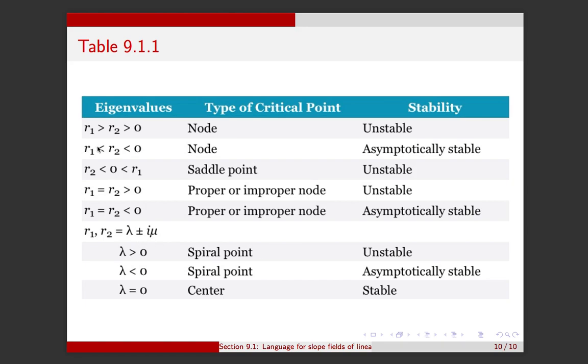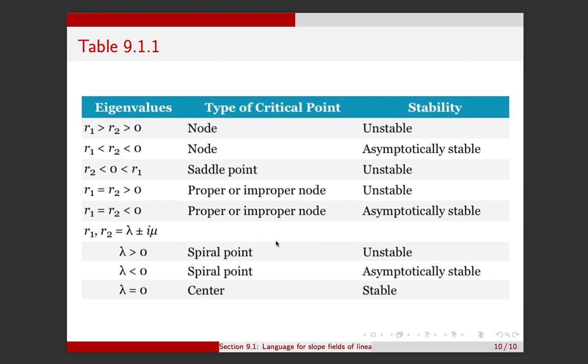So the way you read it is as follows. This right here is saying I have two real eigenvalues that are distinct, both positive. Then you get a node and it's unstable. If they're both negative, real, distinct, node, but now it's asymptotically stable, and so on.